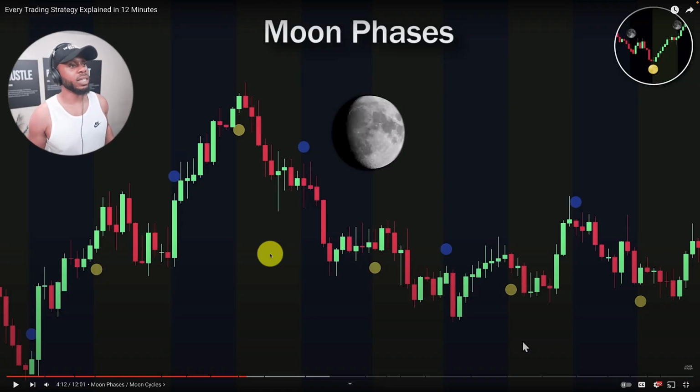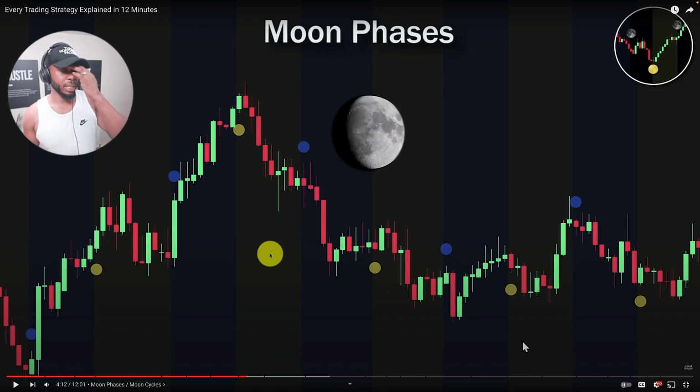Are you joking me? Moon phases. I've never heard of moon phases. I think at this point, people are making up all kinds of stuff. I saw one time somebody said there's a dinosaur pattern. They drew out a dinosaur on the chart. I think people are just making up all kinds of stuff. I don't know whether you traded moon phases before. If you traded moon phases before, or you heard of it before, drop it in the comments. I have no idea what a moon phase is.